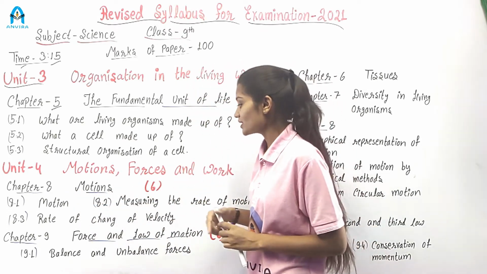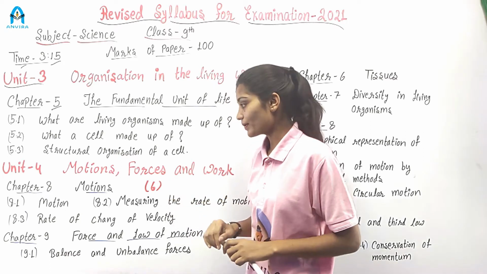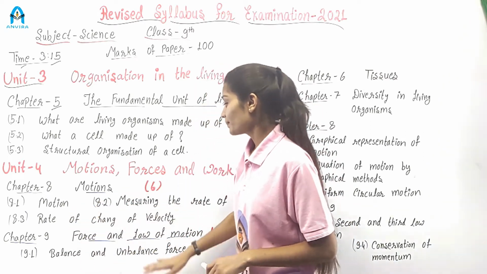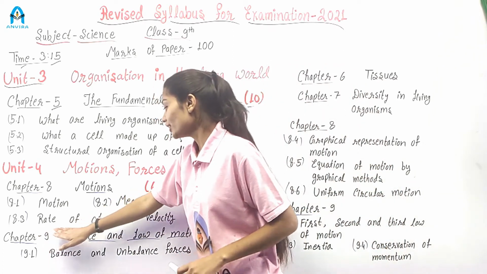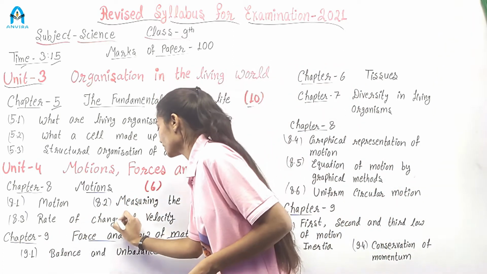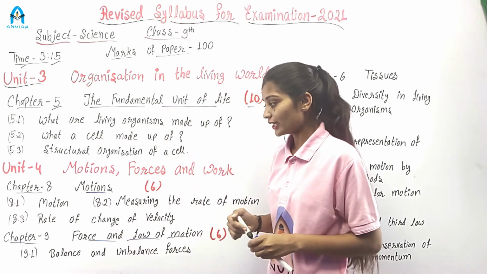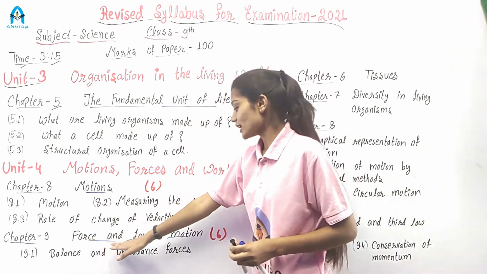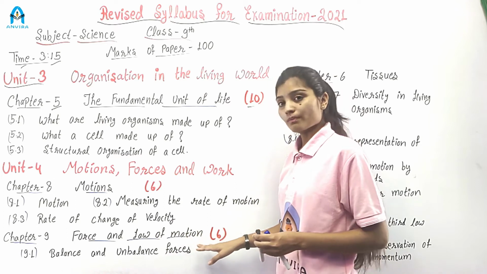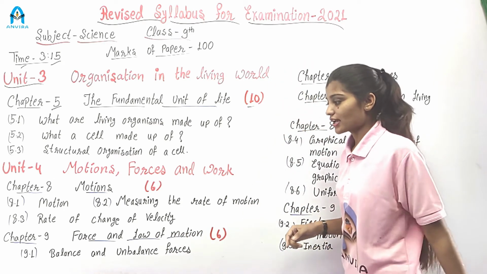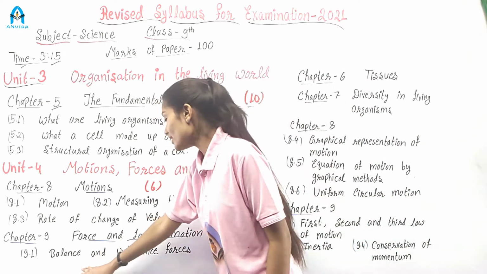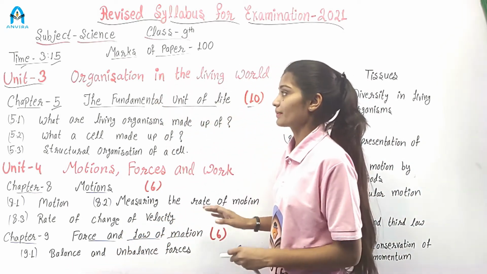marks for this chapter is 6 and the topics are motion, measuring the rate of motion and rate of change of velocity, and chapter 9 which is force and laws of motion and the total marks for this chapter is 6 and the topic is balanced and unbalanced forces.